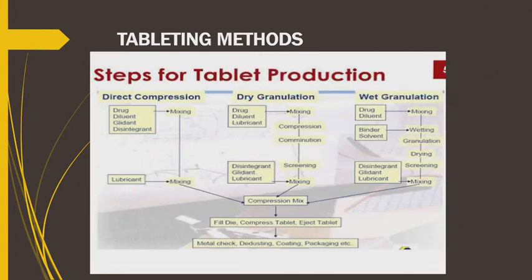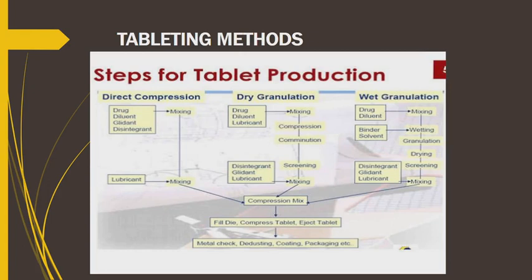Now we are going to see the tablet processing methods, or the manufacturing methods for tablets. In this flow chart, we are going to see three different types of tablet production processes. There are different steps in tableting methods or tablet manufacturing methods.